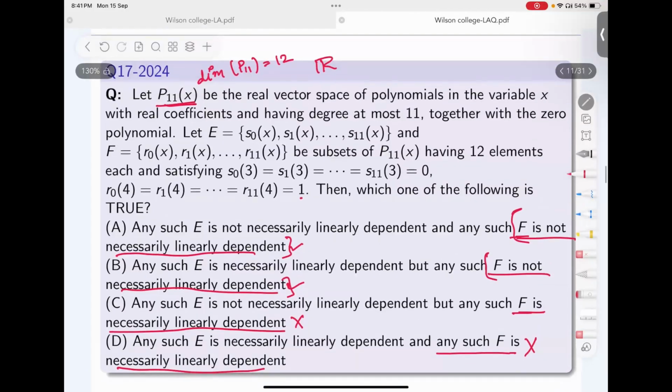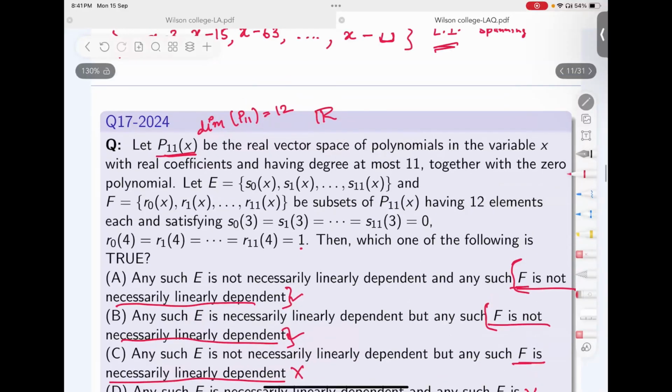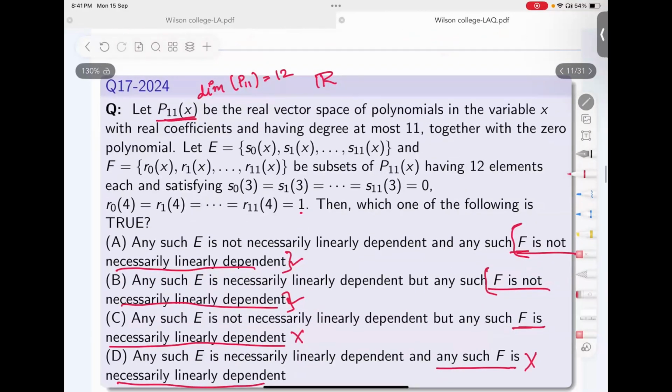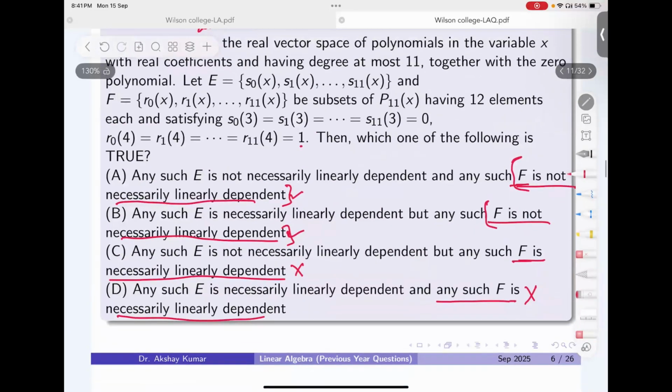Now what about E? S3, S11, S3 equals 0. So if you notice that, how many members are there in E?